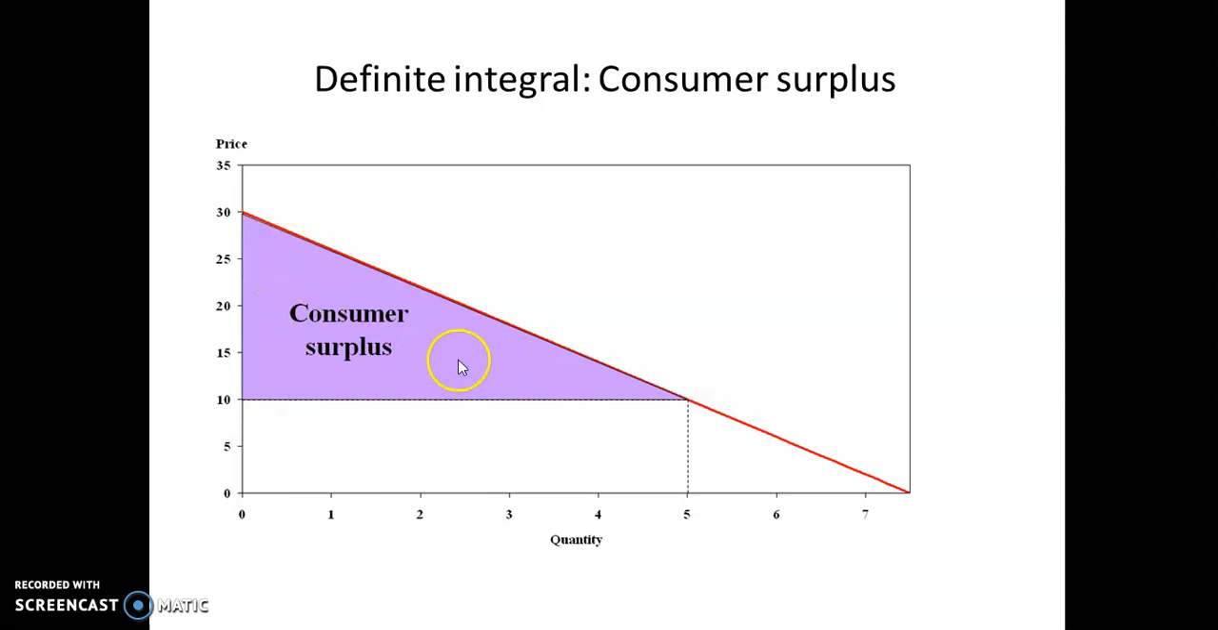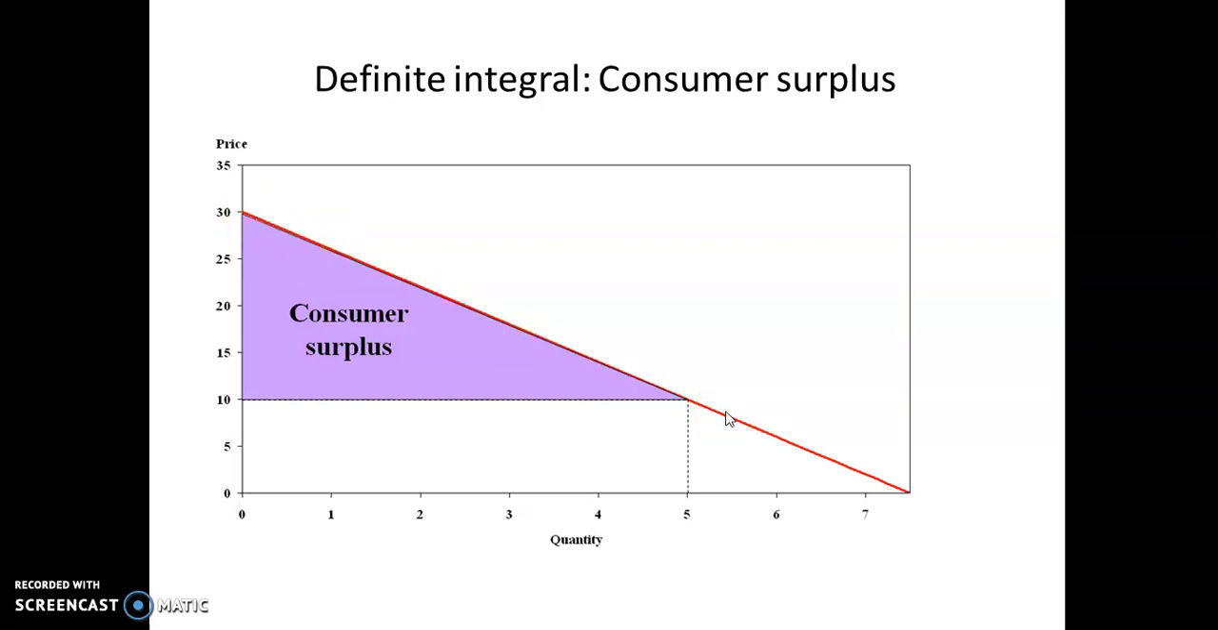So therefore, to calculate this area, half base times height, I'm going to have a half times... This distance is 30 minus 10, it's 20. So a half times 20 is 10, times 5, it's going to give me 50. So this area is 50. And this is easy because this is a linear function.